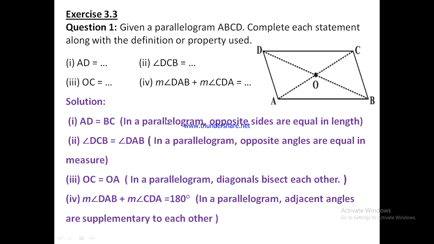Fourth, measure of angle DAB plus measure of angle CDA is equal to 180 degree. Angle DAB and angle CDA, these angles are adjacent angles, and we know that adjacent angles of a parallelogram are supplementary. It means their sum is 180 degree.